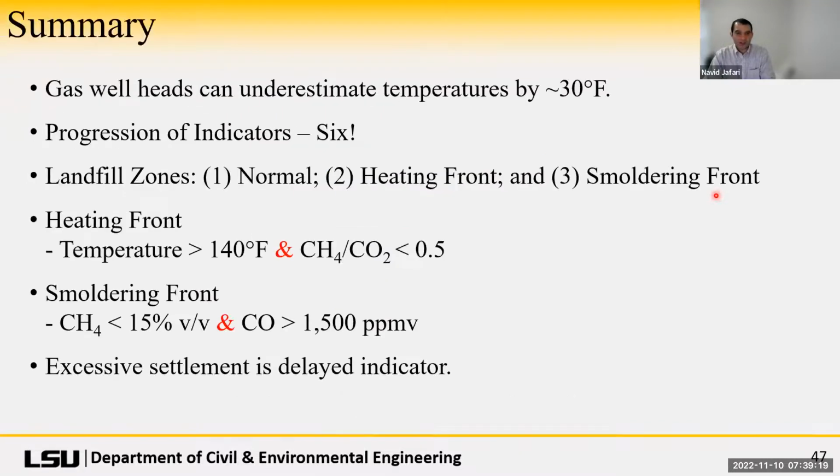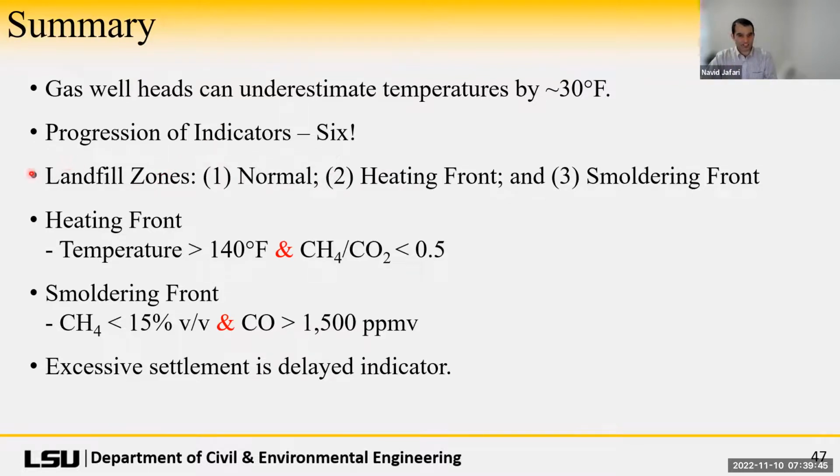So let me wrap up very quickly. We went over the progression of indicators and the spatial classification, remembering that temperatures at the gas wellheads can be much different from the waste temperatures. I put here about 30 degrees Fahrenheit. We've seen a little bit more from the actual figure that I showed. We have the progression of indicators. We laid out those six, from temperatures to the gas, the slope movements, and the leachate and settlement.